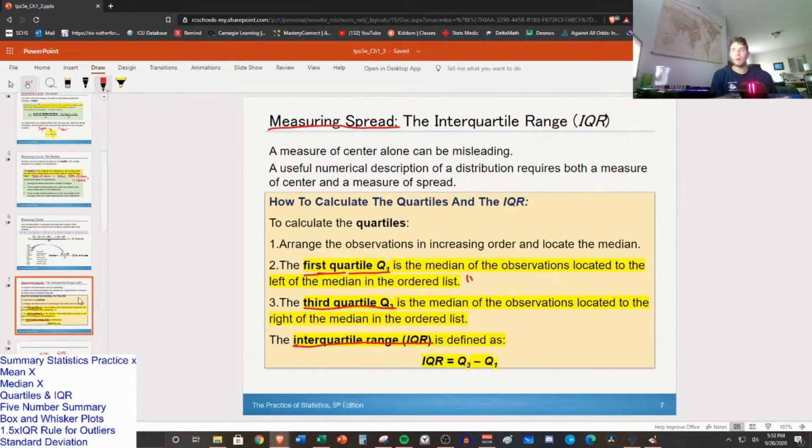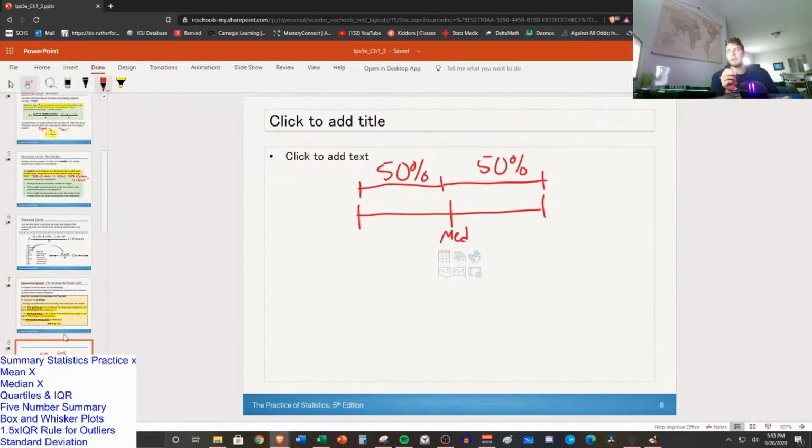So when we talk about quartile 1, going back to this definition, it is the median of the observations located to the left of the actual median. So it is the center of the front half of the data. It's the middle of that front half. So here is our median. If I go to this front half here, cut it down the center, this is quartile 1. Okay? That's how quartiles work.